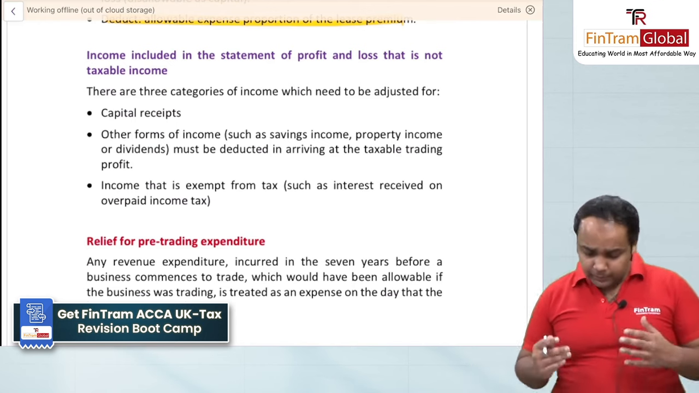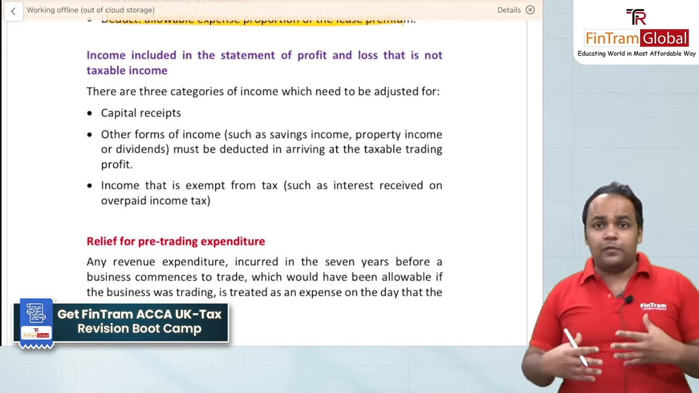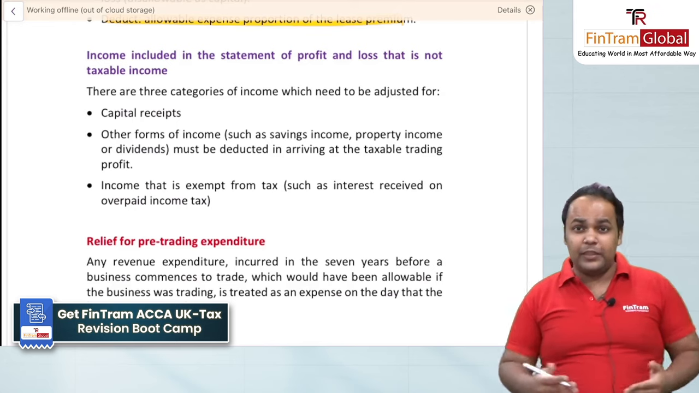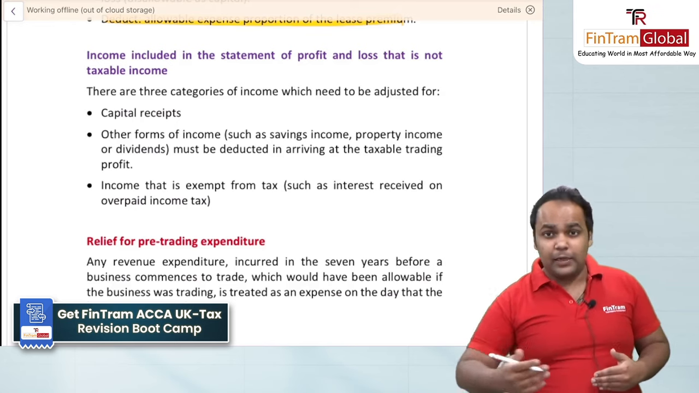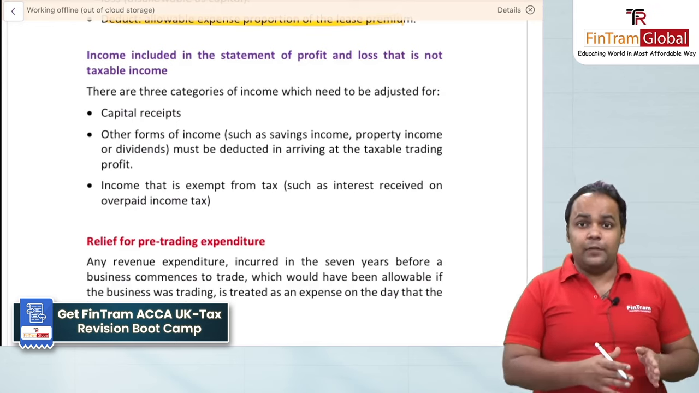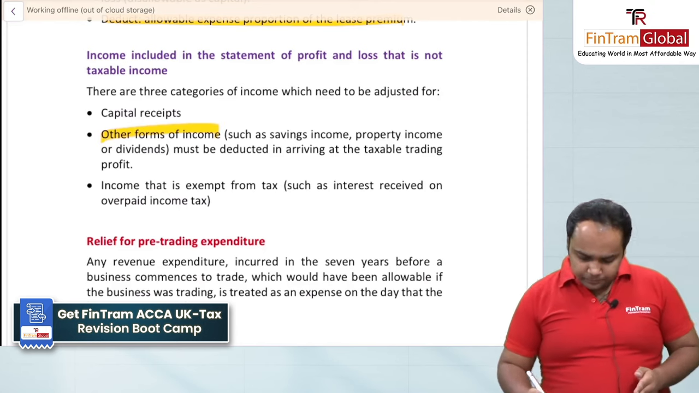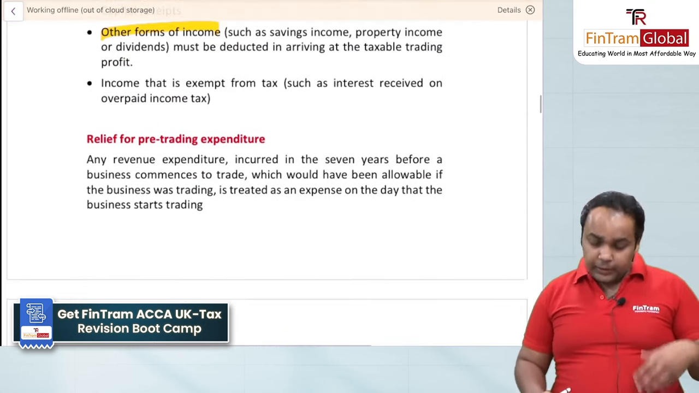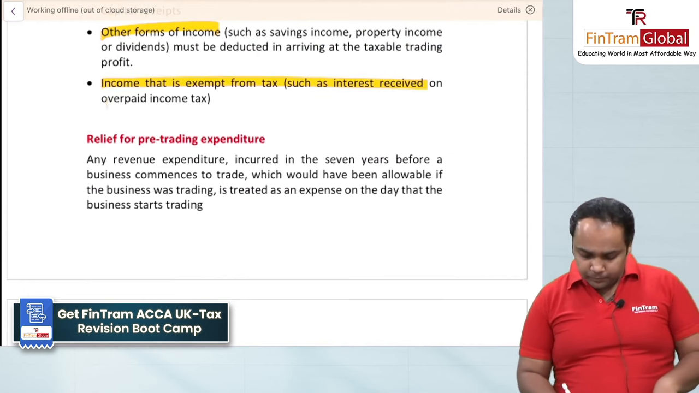As we covered, income that is included in the statement of profit but is not charged as trading income includes capital receipts. Of course, there are different kinds of income like interest income, which is taxed for the individual but not as part of trading income. And of course, exempt income like interest received on repayment of tax and so on.